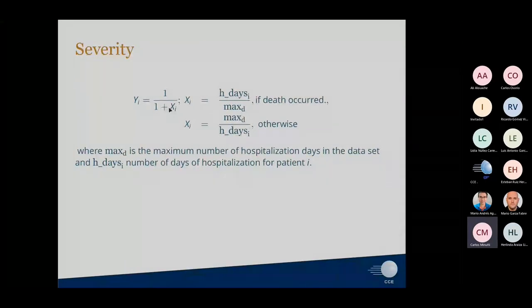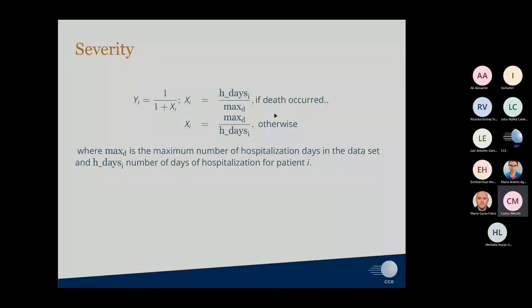It's a continuous value. If the death occurred in the hospitalization, we use the number of days of hospitalization divided by the maximum number of days. Otherwise, we use the maximum number of days between the hospitalization days. So values close to zero mean that the hospitalization was a survival, and the patient had spent only a few days in the hospital. And values very close to one mean that the hospitalization occurred at death, and it was very quick. So it's a high severity for that.